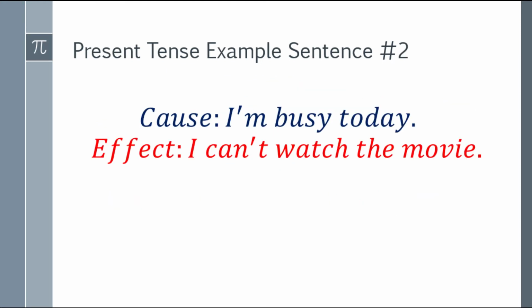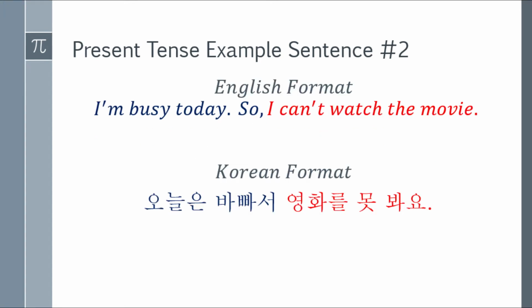The cause here is I am busy today. And the effect will be I can't watch the movie. This time, let's use the word so. For that one: I'm busy today, so I can't watch the movie. In Korean format, that will be 오늘은 바빠서 영화를 못 봐요. 오늘은 is today, and because I'm busy, 바빠서.